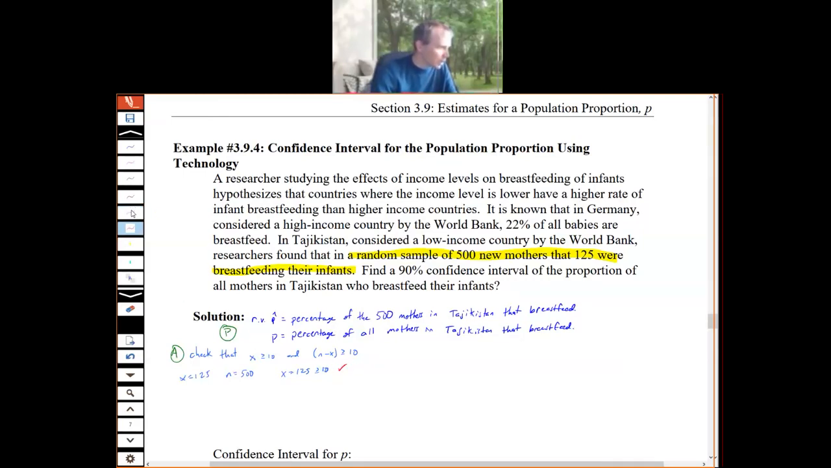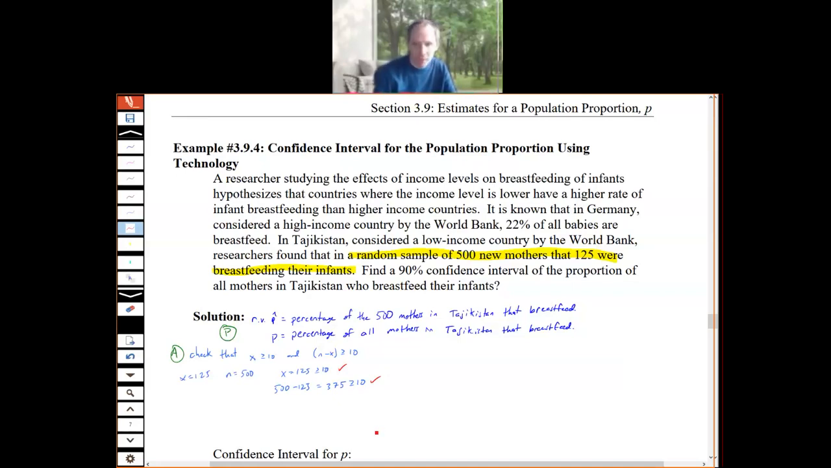Okay. And n minus x, 500 minus 125, is the number of no's. It's 375 mothers who said no, they don't breastfeed. That's also bigger than 10.